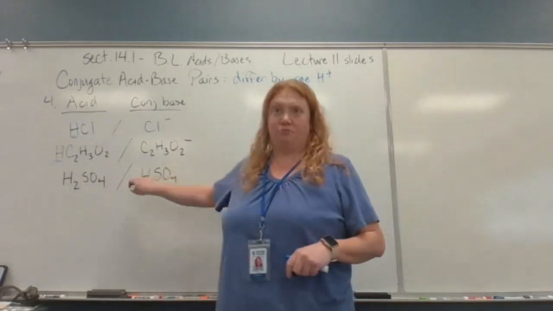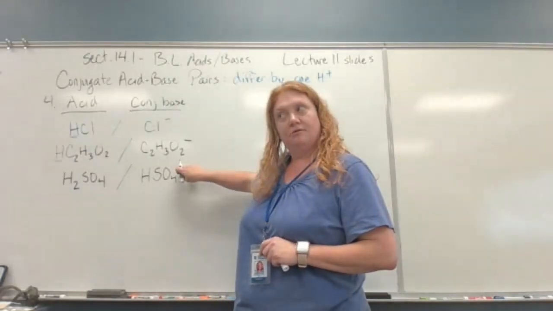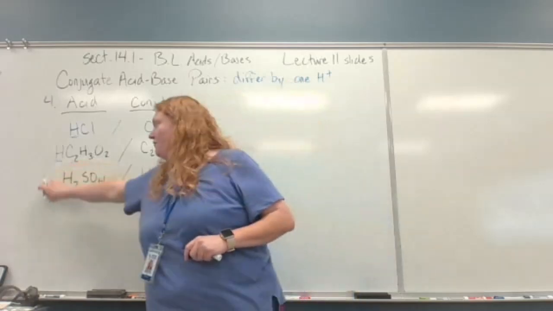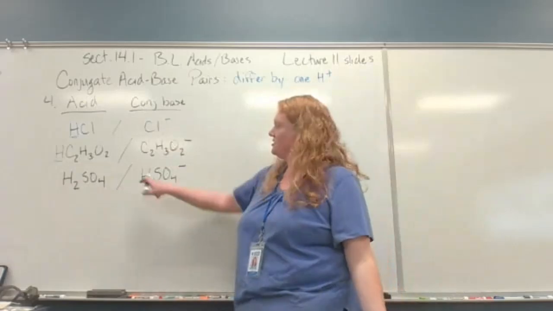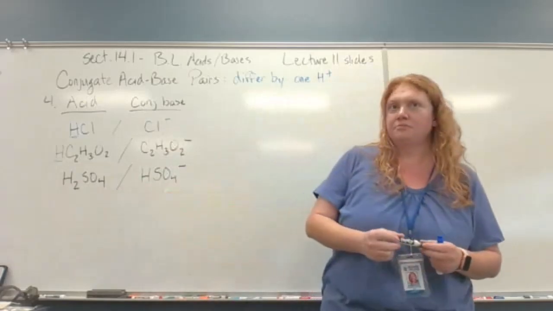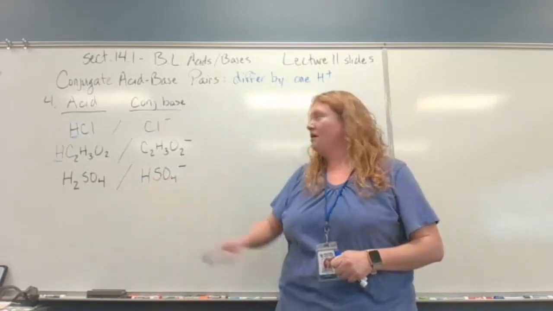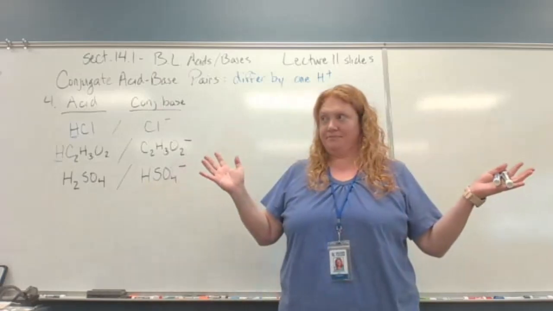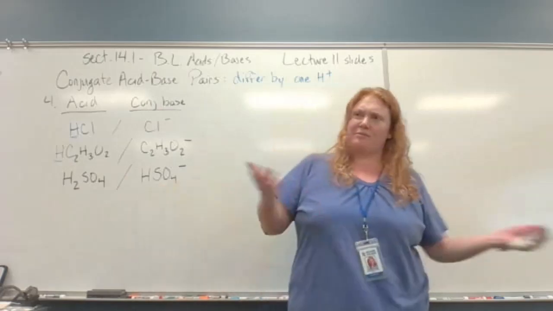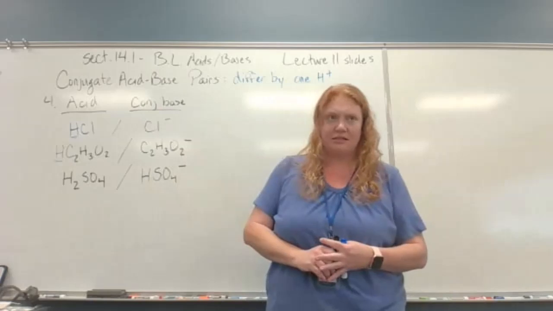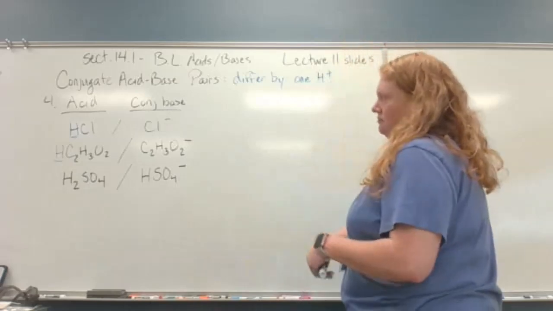So if I just take one away, I still have one in the conjugate formula. What's here? It started off neutral. I lost one H plus. The resulting conjugate is negatively charged. What's the name of this? This is a polyatomic ion. It has a name: hydrogen sulfate. An older name for this is the bisulfate ion. Sometimes it's called that. But hydrogen sulfate is easy to remember. Okay, good.